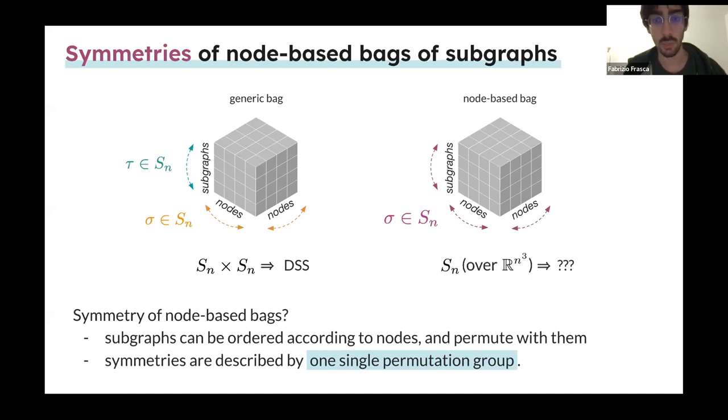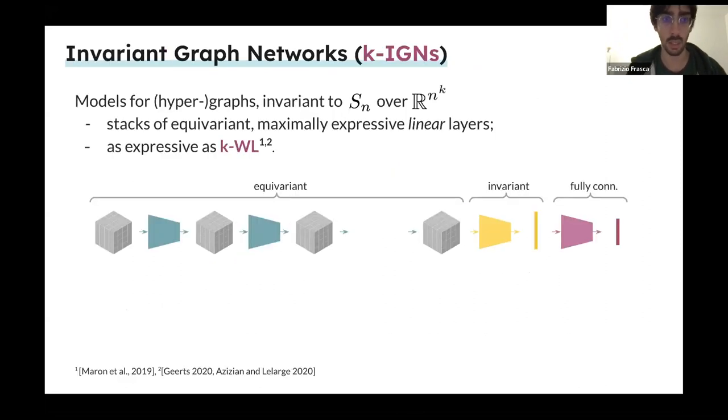And at this point, we have exactly this symmetric group Sn, which now acts on the cube tensor. Here, I'm showing this tensor where we represent essentially a stacking of the matrix representations of each subgraph. So the question now is, okay, do we have equivariant layers for this symmetric group? And in order to answer this question, we took a little detour and studied again invariant graph networks.